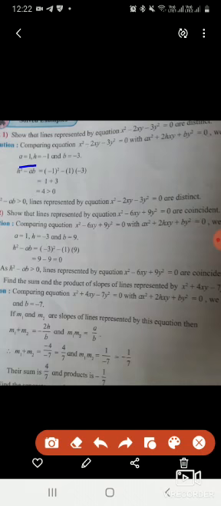So we have to prove these lines are distinct. To prove these two lines are distinct, there is a condition. We will find h square minus ab. We apply it and get the answer 4. 4 is a positive number, greater than 0. Therefore, these two represent distinct lines.